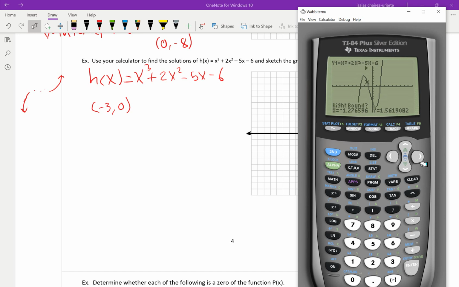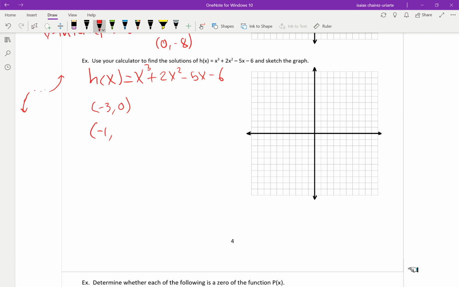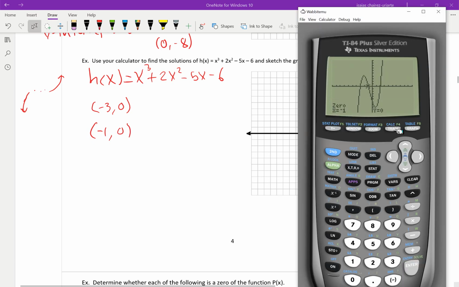Now let me go a little bit to the right of that x-intercept. That's a little bit to the right. All right, I'm going to hit enter. And it says that the x-intercept right there is -1. So I have another x-intercept at -1, 0. And then let me find the third one.